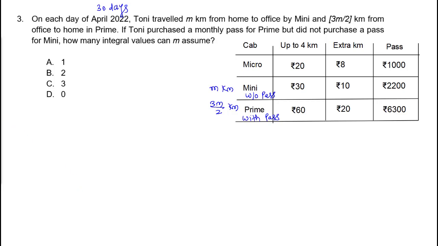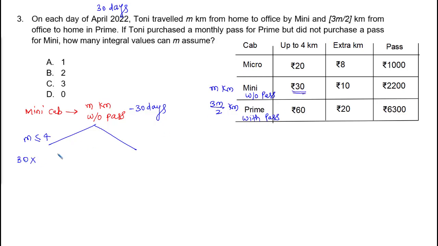So now first of all we will talk about Mini cab. The distance traveled is m kilometers without pass. There are two cases we need to consider. The first case is the value of m is less than or equal to 4 for 30 days. In this case, the total charges for 30 days is going to be how much? 30 days, every day 30 rupees. That is equal to 900.